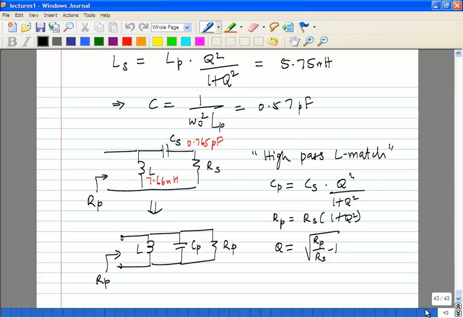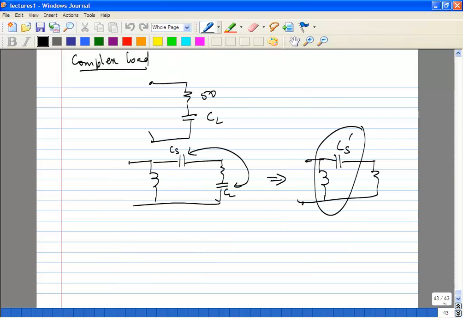Okay, now I think we also looked at what to do if you need to match to a complex load. We quickly took a look at it. Let's try to see what happens. Let's say you have 50 plus some CL, let's say minus j25. So it's 50 minus j25 is the impedance you want to match to. What does this mean? You can calculate your CL from this. CL turns out to be 2.65 picofarads, because 1 over j omega C is the same as minus j25. So CL happens to be 2.65 picofarad.